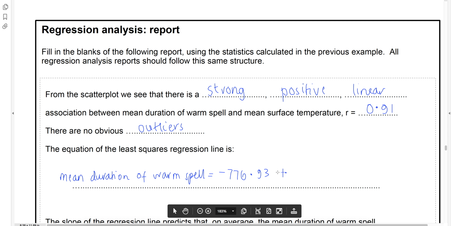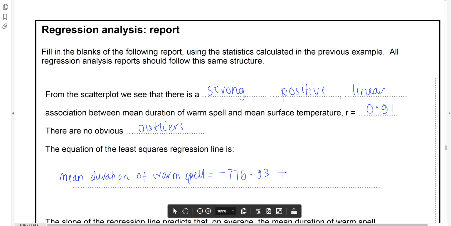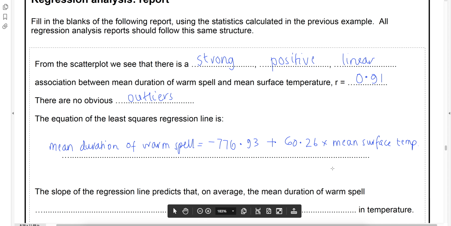And plus 60.26. Sorry, this is clearly playing up again. Mean temperature, or mean surface temperature. You see this one's a little bit of a mouthful. Just temp will do. All right, so there's our regression line.